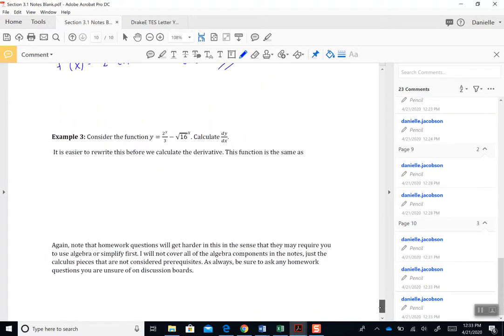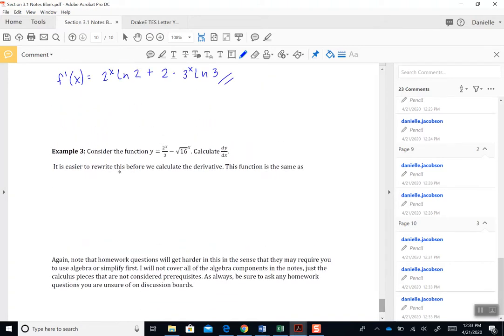Okay, let's try one more. We have the function y equals 2 to the x over 3 minus root 16 to the x power. Let's rewrite this. It's looking kind of sloppy how it is right now. Not easy to take the derivative in this format. This is the same as y equals 1/3 times 2 to the x. Technically 2 to the x is over 1, multiply across the top, across the bottom, get the same thing.